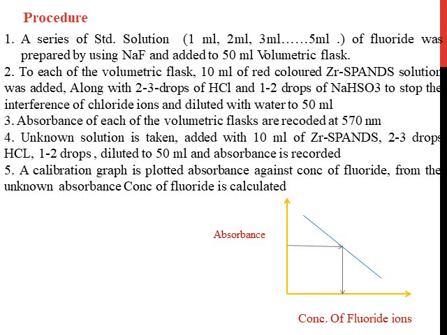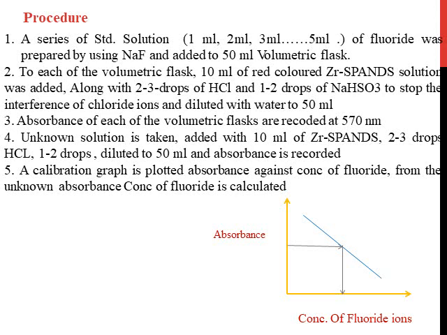Now a graph is plotted with the observed absorbance from the standard solutions against the concentration of fluoride ions. The concentration is known here: 1 ml of sodium fluoride diluted to 50 ml, that is 1 by 50; 2 ml diluted to 50 ml, 2 by 50, 5 by 50, and so on. So you can easily place the concentration of fluoride ion on the x-axis. Absorbance is the value you note down on the y-axis. You will get a straight line, which is a decreasing graph.